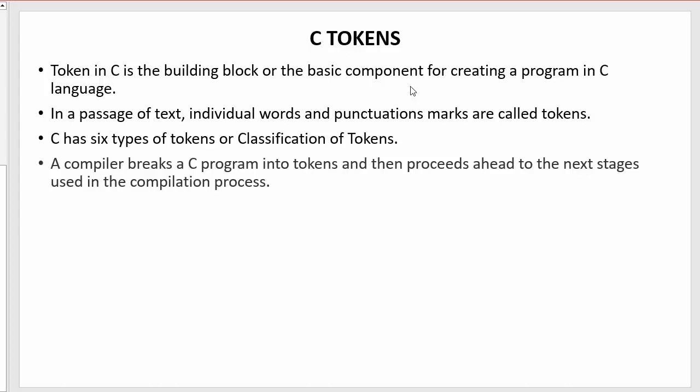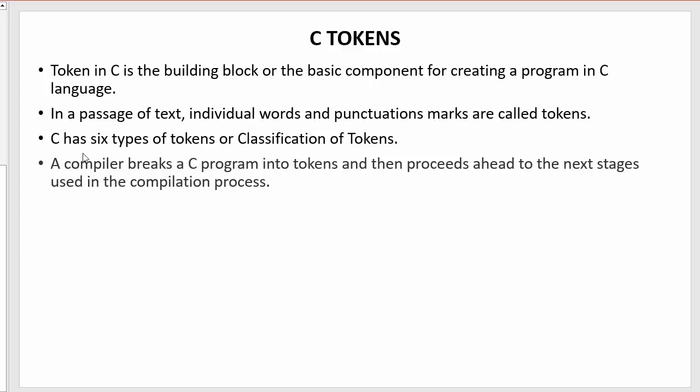Whenever you sit down to write any program, each and every character, each and every word, symbol, special character, alphabet, each and every one of those things is called a token. That's why a token is considered the basic building block of a C program. Without the help of tokens, you cannot write the program. In a passage of text, individual words and punctuation marks are called tokens. So whenever you write any program, each and every word, punctuation mark, character, symbol, operator, each and every one of those is known as a token.